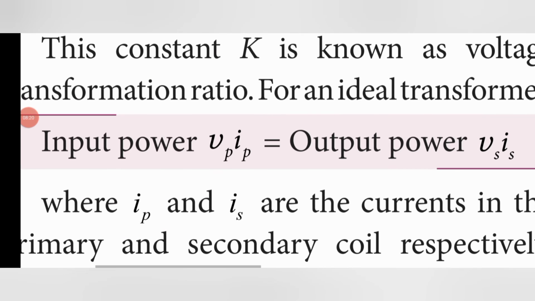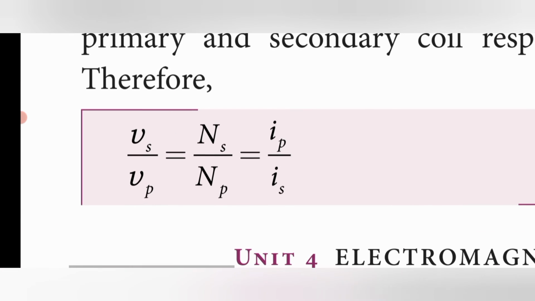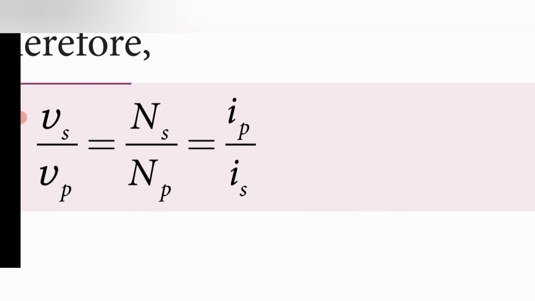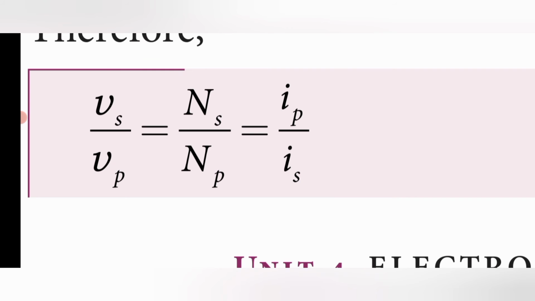Now let's find out the power value. For a transformer, input power is always equal to output power. What is the general equation of power? P is equal to VI. So the input power is Vp Ip and the output power is Vs Is. Equate these two values and find out the Vs by Vp value. Finally you will get Vs by Vp is equal to Ip by Is, and equating with the above equation, Vs by Vp is equal to Ns by Np, that is also K.